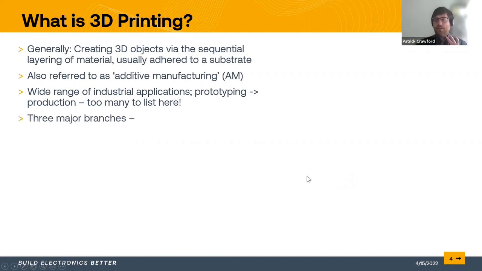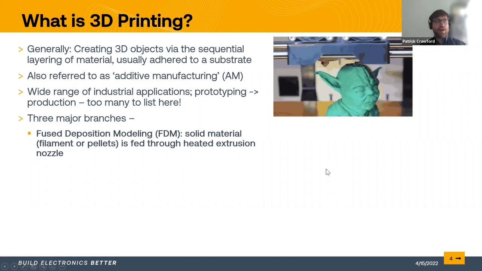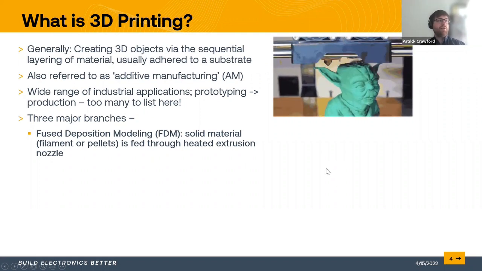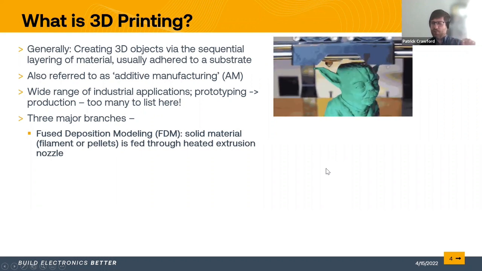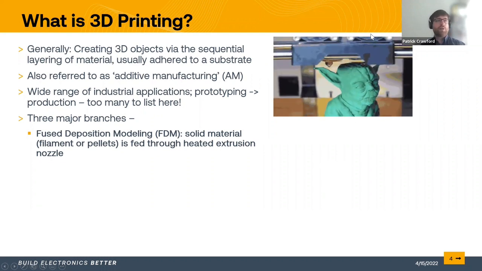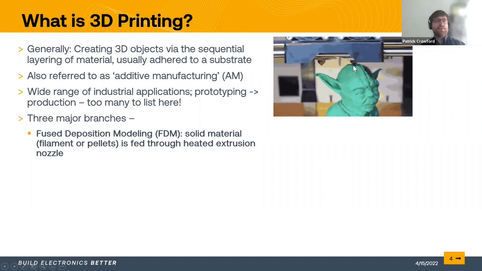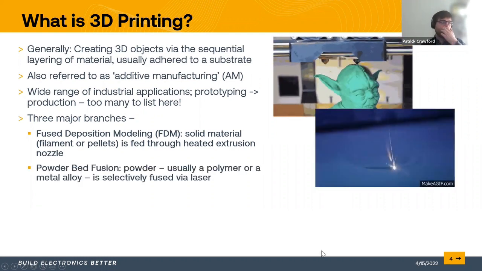So there are three major branches of 3D printing, the material labels, if you will. Fused deposition modeling, or FDM, is when a solid material, either a filament or, in very rare instances, pellets, is fed through a heated extrusion nozzle. You can see here, the nozzle is depositing Yoda's material as he's being printed.